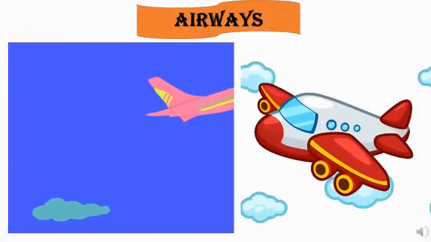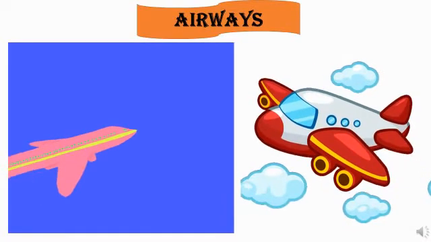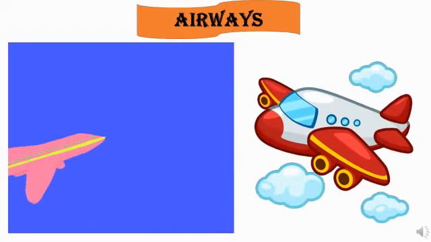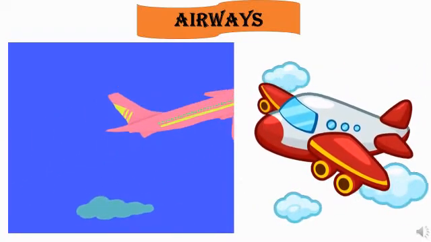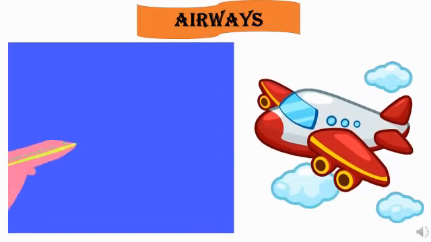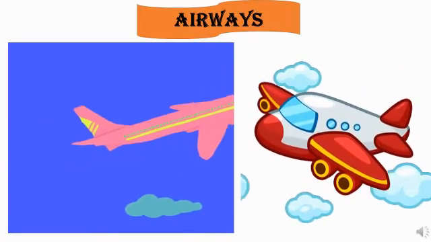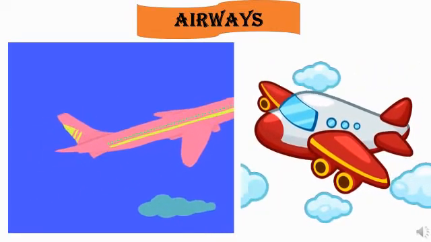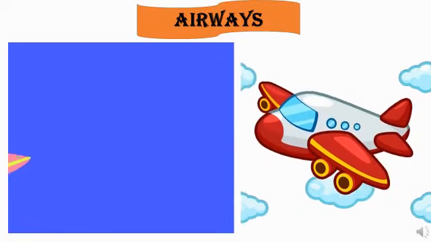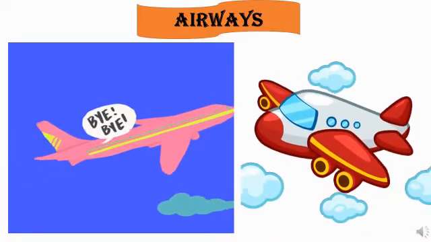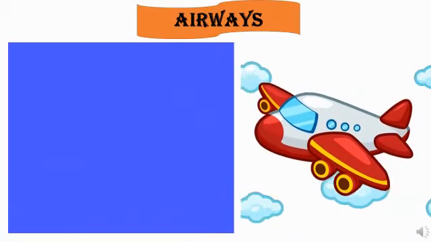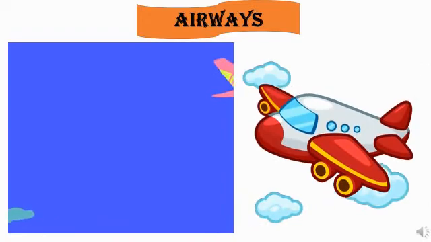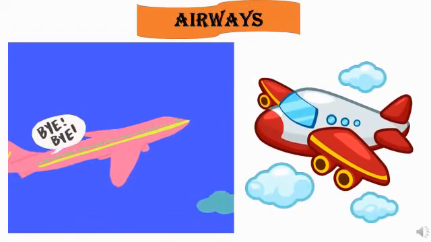Now we can see airways. Aeroplanes are the fastest mode of transport. Major cities and towns of India are connected by airways. Aeroplanes transport people and goods, especially perishable goods such as fresh fruits, flowers, and vegetables to far off places. Some aeroplanes also carry mail. Both government and private airlines operate in the country.